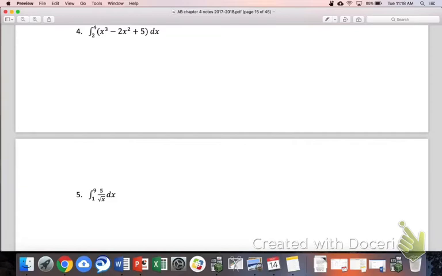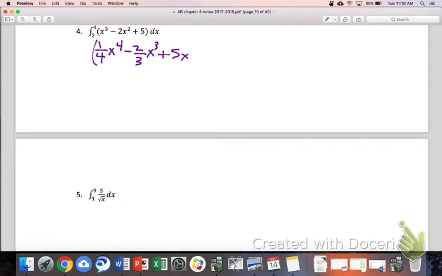Our first step when trying to evaluate a definite integral is to find the antiderivative. Lainey, what did you happen to have for an antiderivative on this one? 1/4 x to the 4th minus 2/3 x cubed plus 5x. Okay, so you guys in agreement with Lainey on that? I hope so. It's really well done. All right, great job.